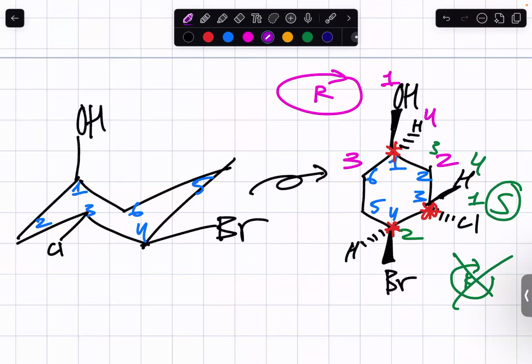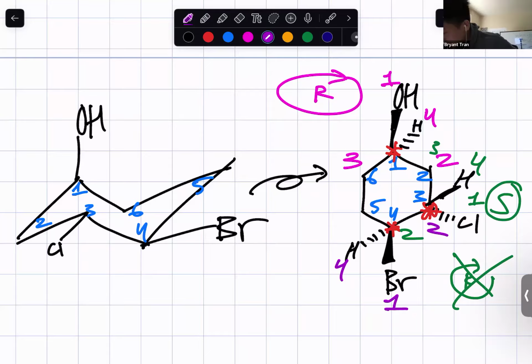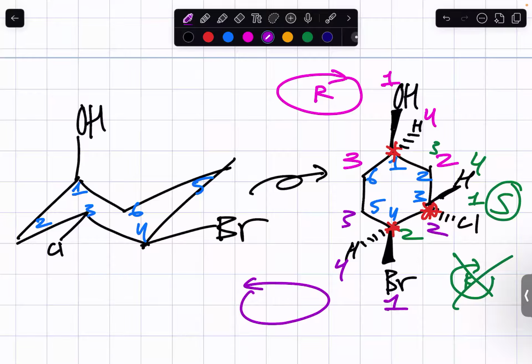The bromine is 1. The hydrogen is 4. Carbon number 3 is 2. And the last one is number 3. Yes, correct. Nice. It's counterclockwise, so it's an S. Yes, correct.